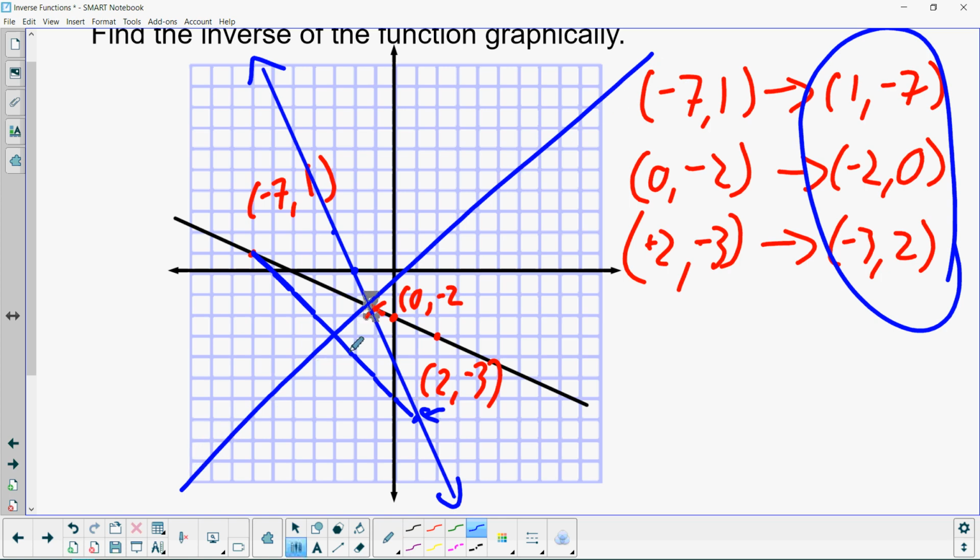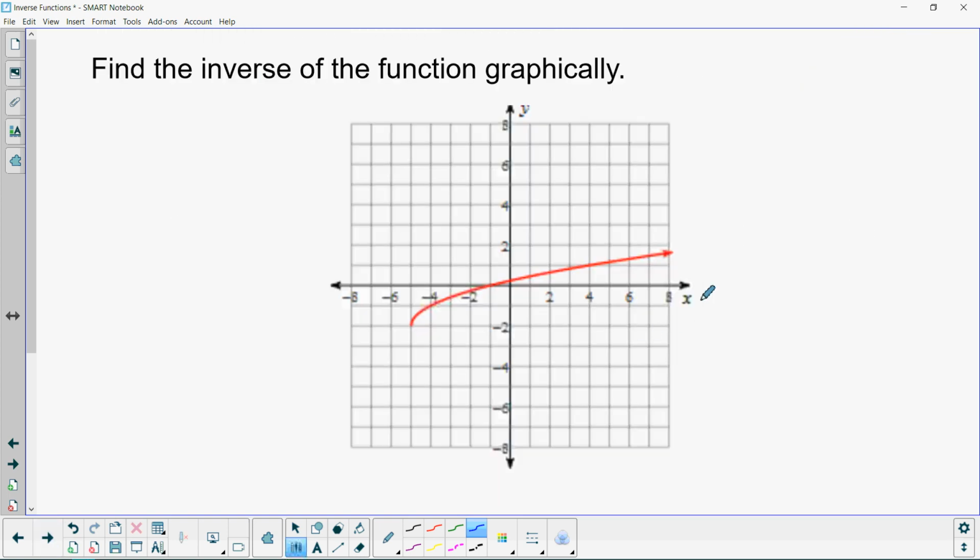All right, let's look at one more that's a little weirder. So if you have a graph that has a vertex, what that means is it just has a stopping point. Always include that vertex as one of the points you choose because it's a really important point. If our graph starts somewhere, we want to make sure our new inverse graph starts at the appropriate location. Then we're going to pick a couple more points that look easy for us to read. We're going to find the ordered pairs.